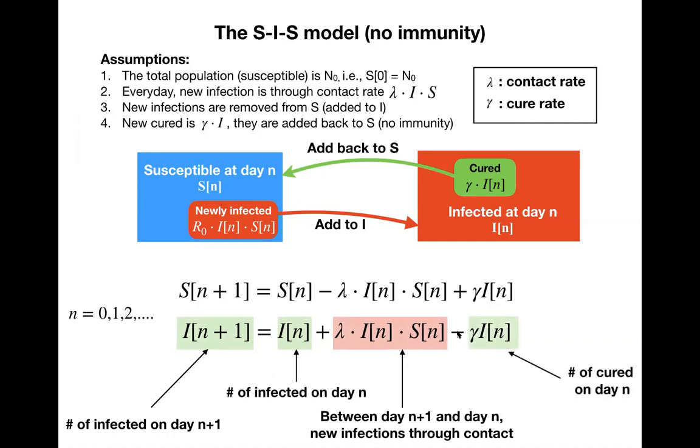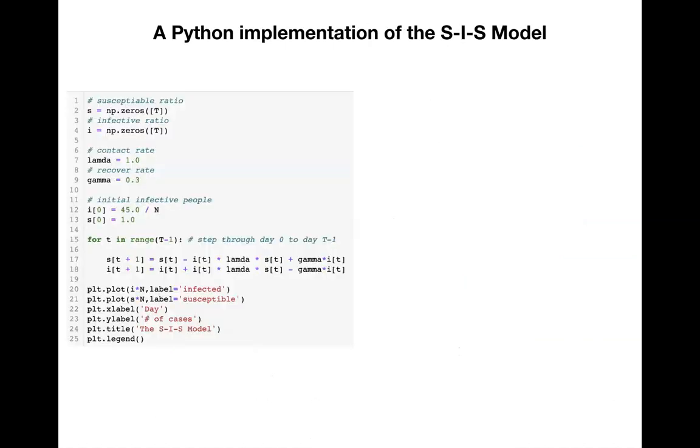And you can pay attention to the sign differences in different populations based on this plot. The assumption here is that the cured person doesn't have immunity. So when they get cured, they get removed from the infected ones and added back to the susceptible population. So let's take a look at the Python implementation of the SIS model.